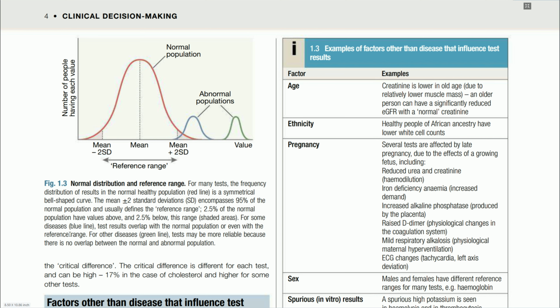For some diseases, blue line, test results overlap with the normal population or even with the reference range. For other diseases, green line, the test may be more reliable because there is no overlap between the normal and abnormal population. The critical difference is different for each test and can be high, 17% in the case of cholesterol, and higher for some other tests.